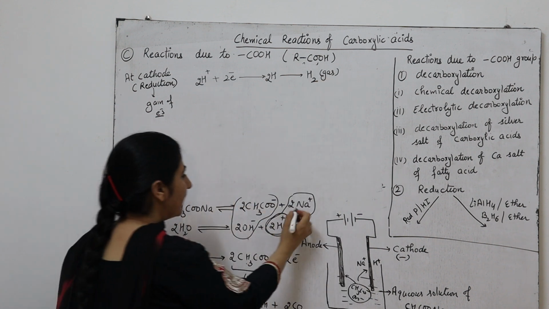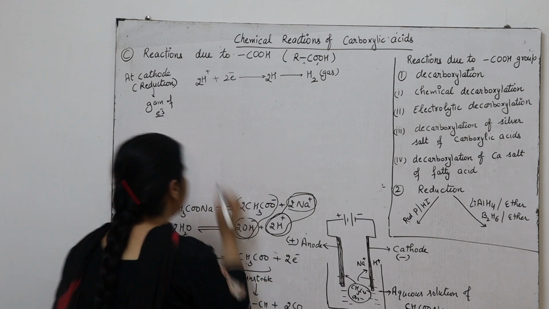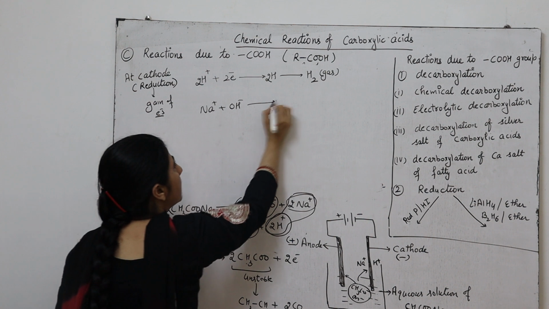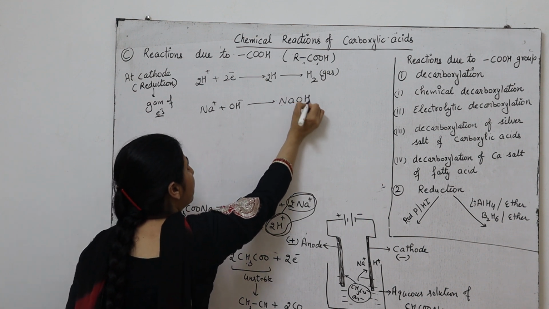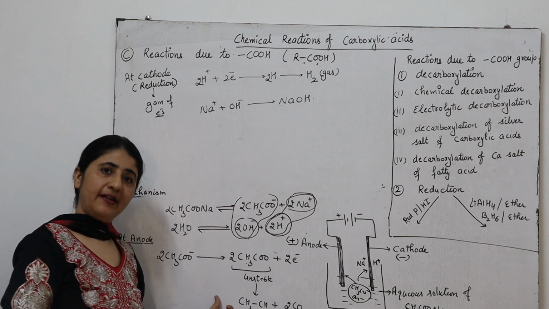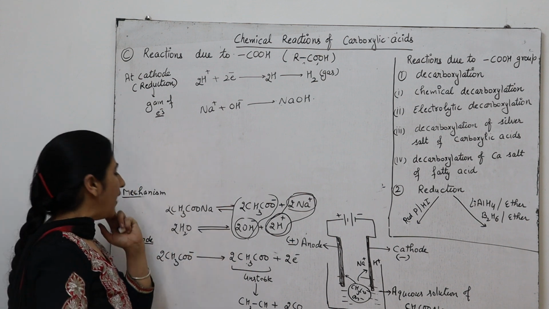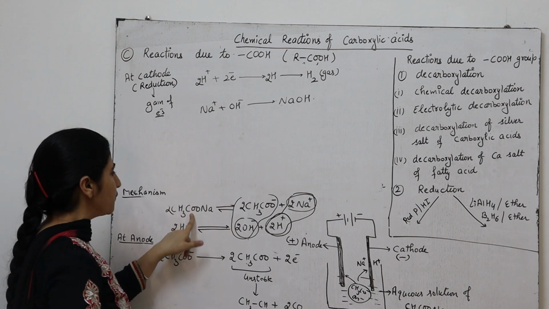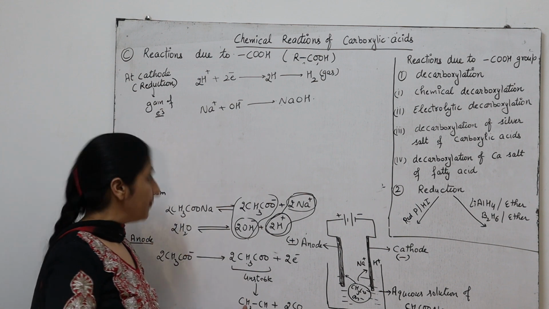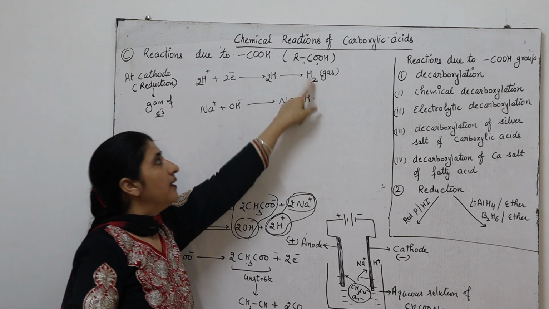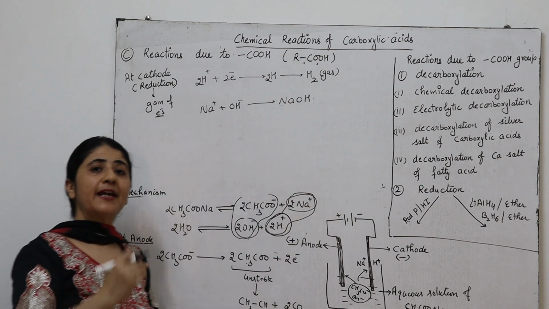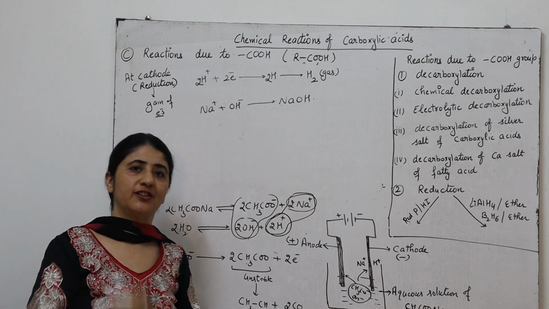The remaining ions, that is the sodium ion and OH negative, combine to form sodium hydroxide. So this is the mechanism of the Kolbe electrolytic reaction. After passing electricity through the aqueous solution of sodium acetate, we get ethane gas at the anode, hydrogen gas at the cathode, along with the release of carbon dioxide. So this is an electrolytic decarboxylation reaction.